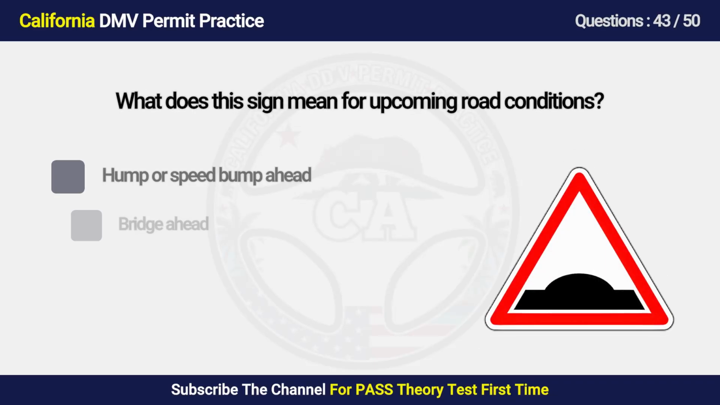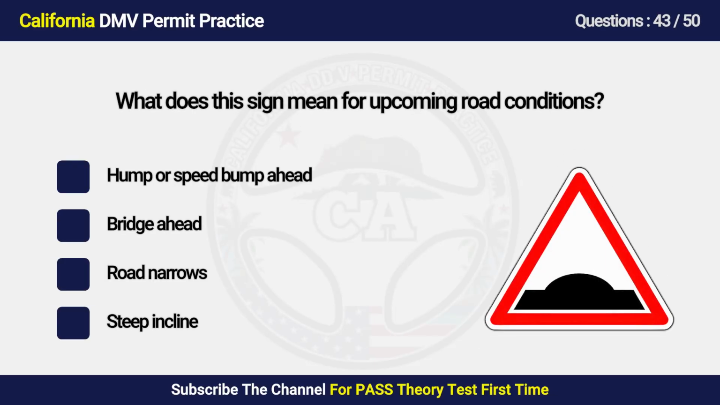Question 43. What does this sign mean for upcoming road conditions? A. Hump or speed bump ahead. B. Bridge ahead. C. Road narrows. D. Steep incline.